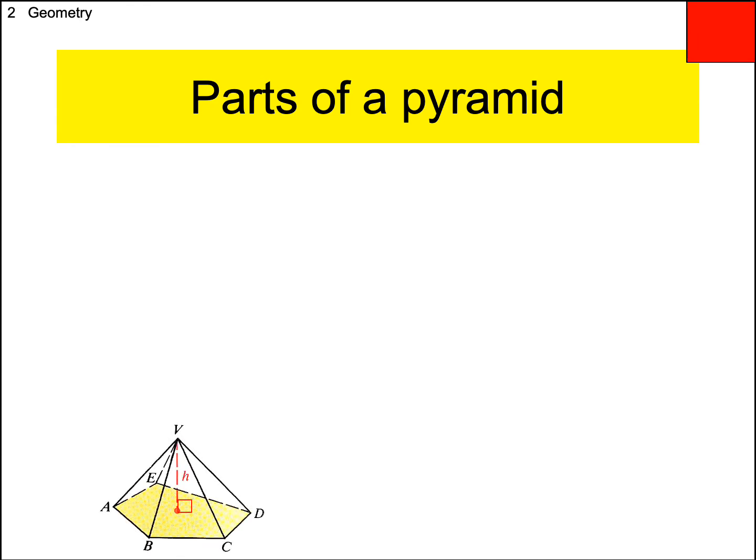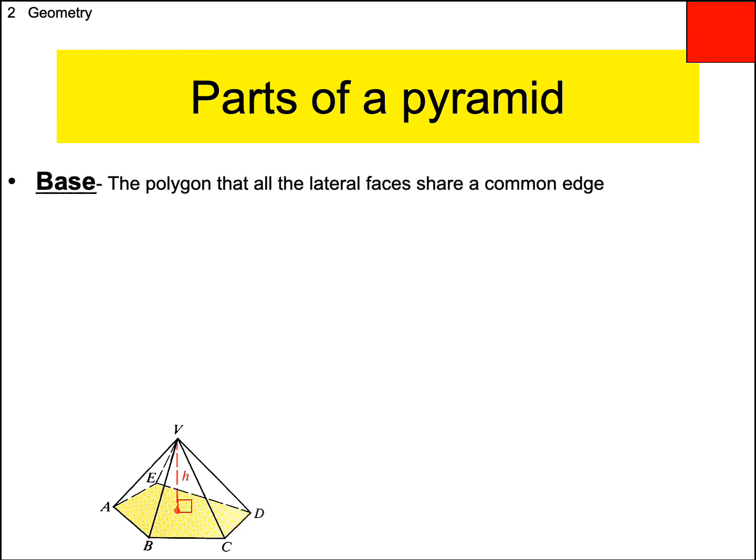Oh, by the way, pyramids are named after their bases. So this one has 5 sides. This is a pentagonal pyramid. Okay. So the parts of the pyramid, well, first off, is that base.